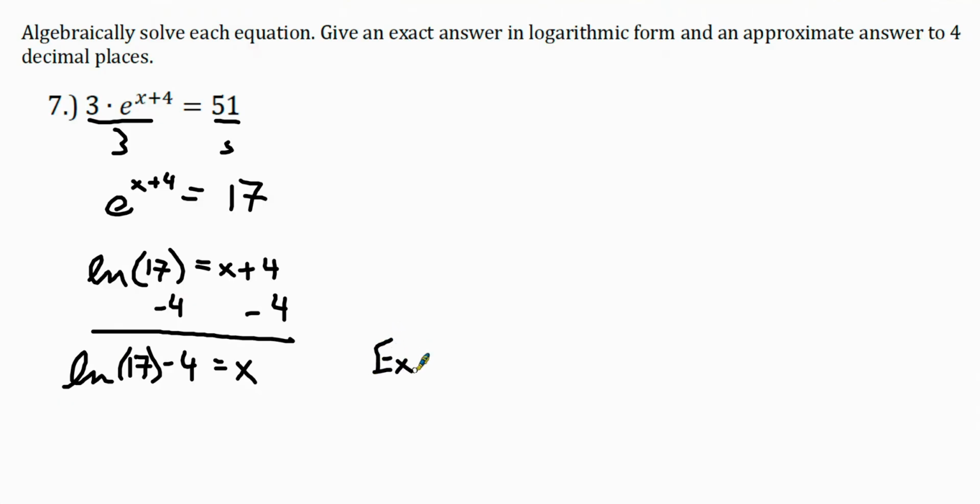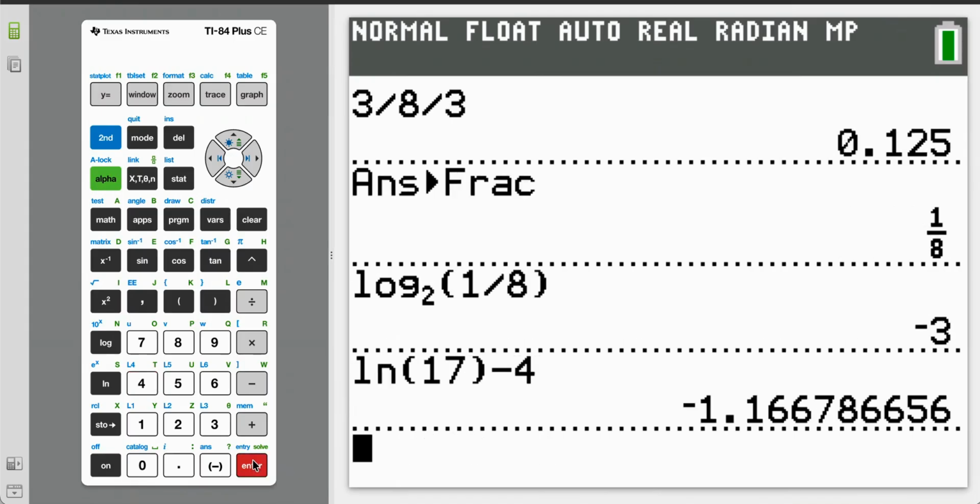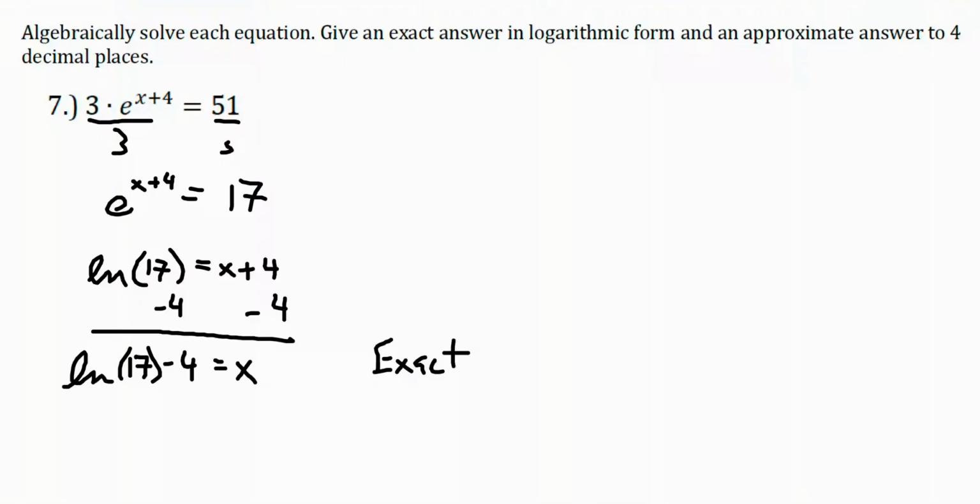Now again, remember, this is the exact answer, and then when I type that into the calculator, natural log of 17, close the parenthesis, and then minus 4, we get negative 1.1668 if I round to 4 decimal places. And that is what we would put in for the approximate answer.